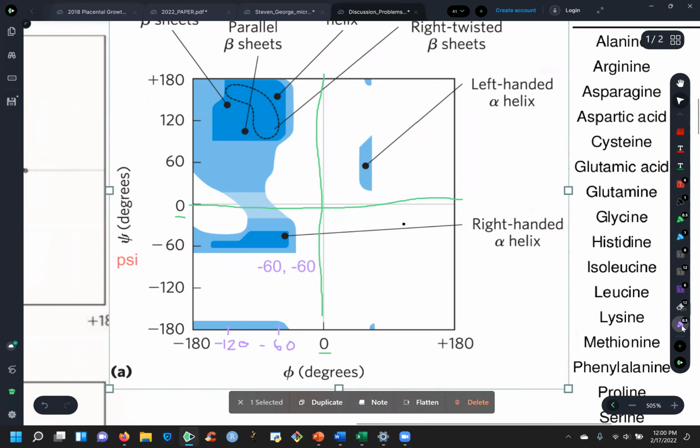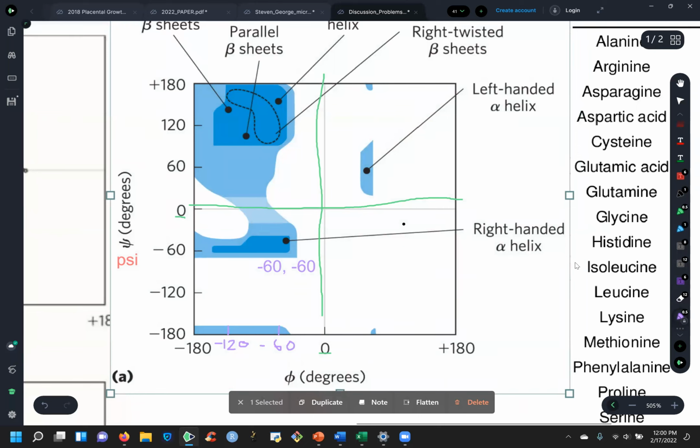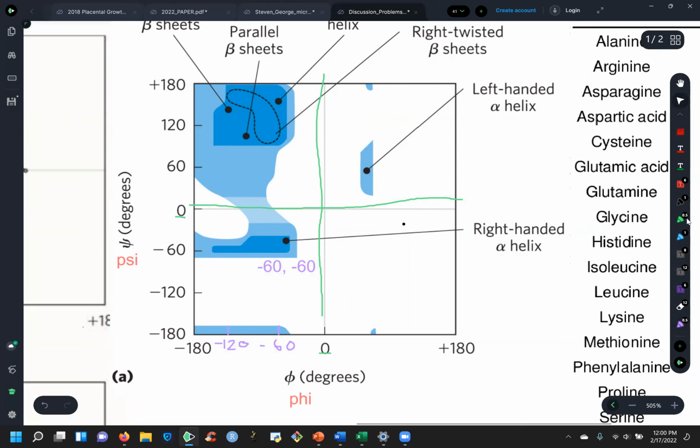And I like to draw them because when I'm first memorizing things, oh my gosh. Please let me draw on there. Okay, so this is an alpha helix. Okay, this guy is an alpha helix, so I like to draw them.